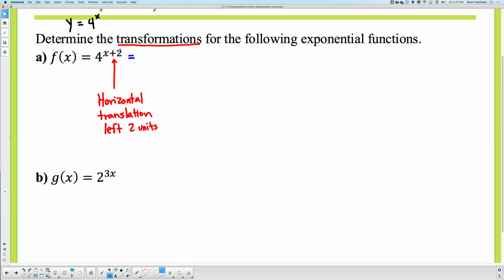When you have powers that are adding, you need to think about the base. What would be happening to the bases if your powers are adding? Multiplying bases. Let's rewrite this as 4 to the power of x times 4 squared.